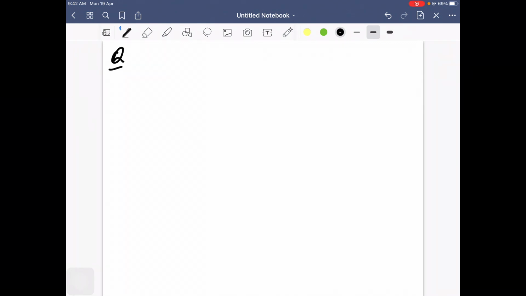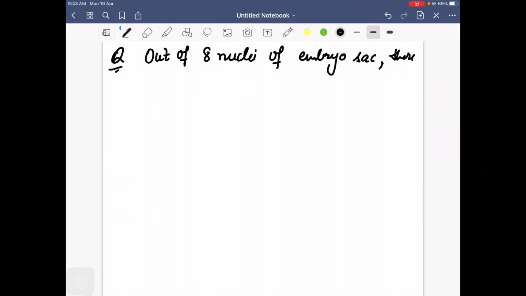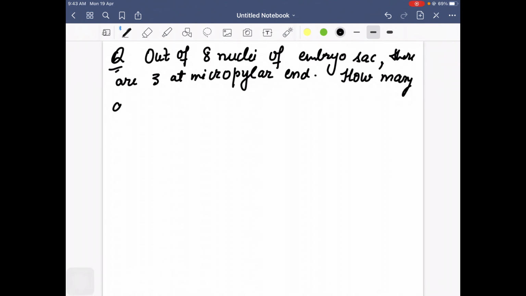So next question, I hope this question is clear, right? Then another question I am taking quickly is from the female gametophyte only. Out of 8 nuclei of embryo sac, we know that there are 8 nuclei. There are 3 at micropylar end.